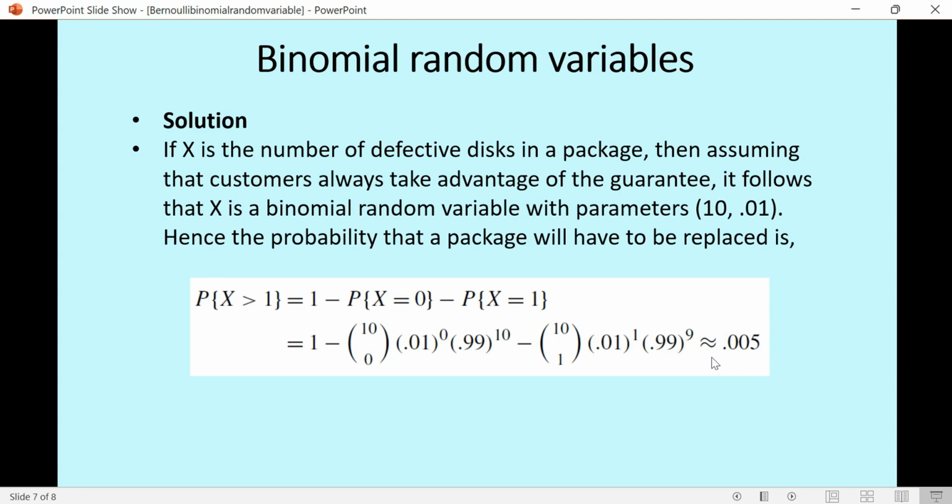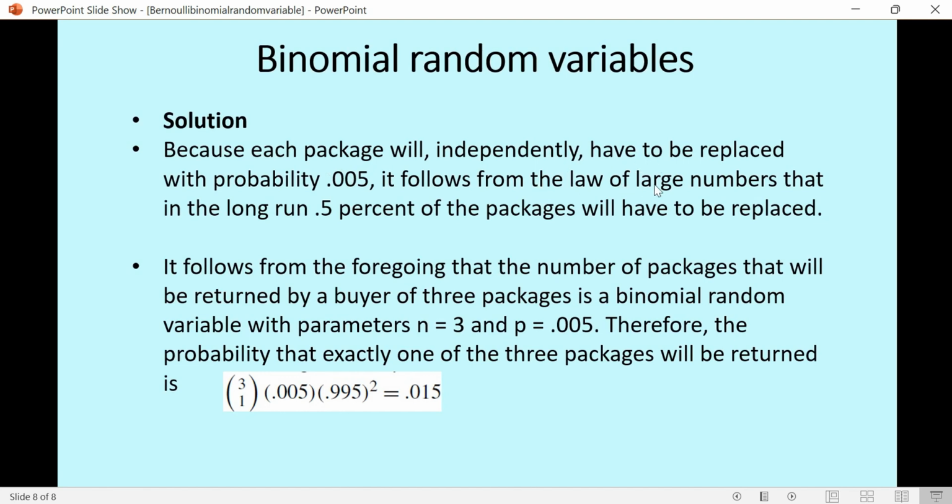This probability is about, in the long run, that about 0.5% of the packages will have to be returned or replaced, because this probability represents that inside of each package, more than one disk has failed. So now we get this probability that the packages will be returned in the long run.